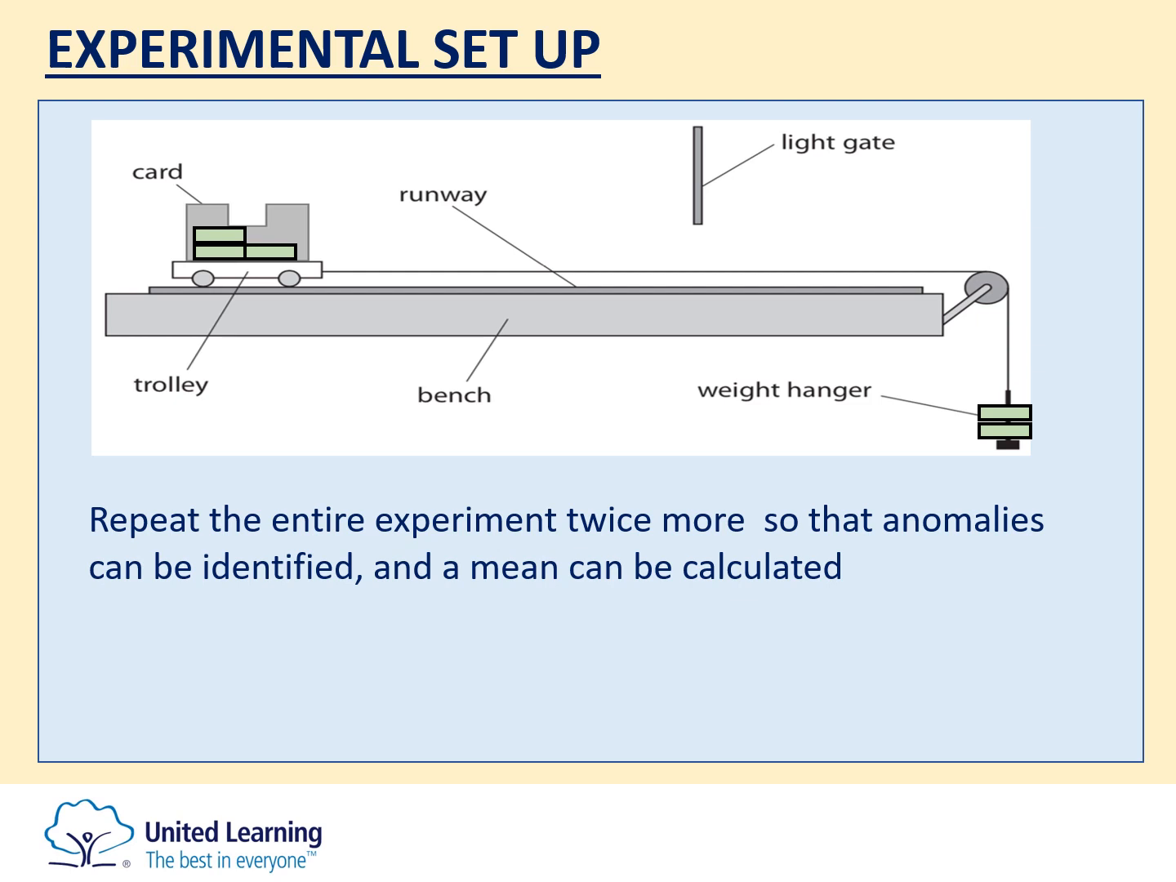So, for this version of the experiment, the accelerating force was our independent variable, and our acceleration was our dependent variable, and the mass of the system as a whole was a control variable, as was the distance between the light gate and the starting point for the trolley.